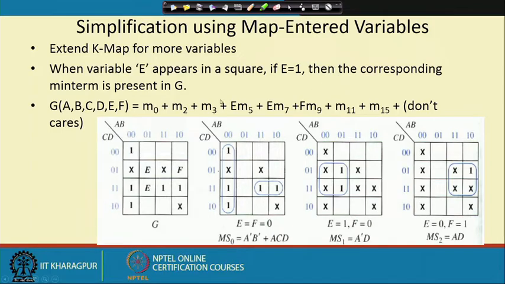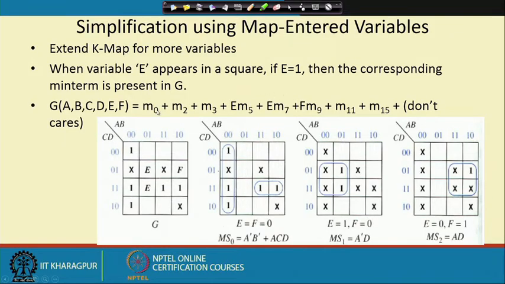So this is a situation where I have a 6 variable map where the terms are expressed like this. So m0 plus m2 plus m3 plus e m5, that is, if e equals 1, then m5 will come. If e equals 1, then m7 will come. If f equals 1, then m9 will come, then m11, m15. So this is represented as 4 variable terms like m0 to m15, but here I have the other variables introduced, the e, f, etc.